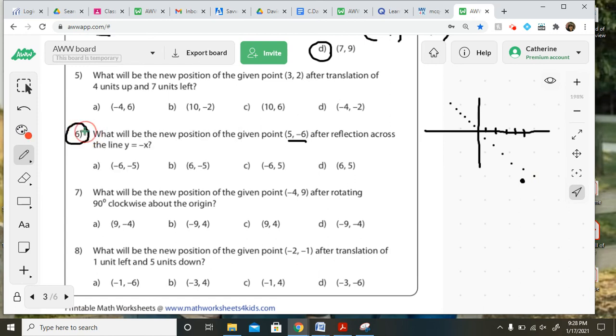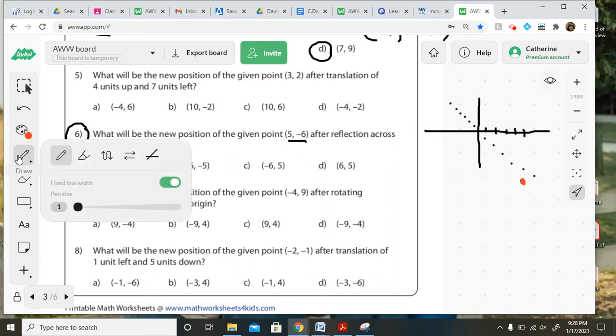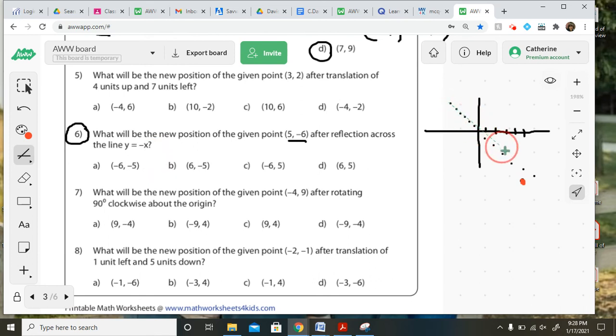I think I'm going to make that red so we'll know that's different than my little dots for my line. This is my line. I think I will make it a little bit better so that we could see where that is. Okay, so that's the line we're reflecting it across. When you reflect something across a line, it's a mirror image, so it goes on the other side of that line. So if this was the mirror, our 5, -6 would end up in the same spot on the other side of the mirror. So it would end up about right here.